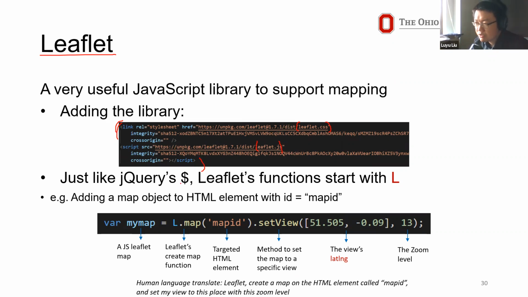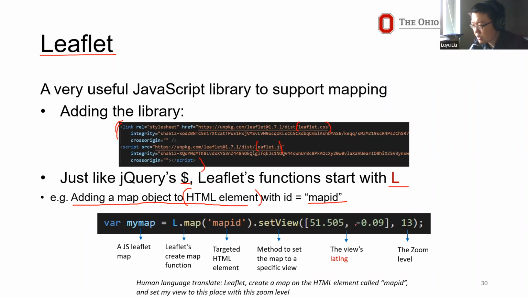And just like jQuery's $, Leaflet's functions start with L, right? Because it's Leaflet. So let's see an example here. For example, I add a map object to the HTML element with the ID equal to mapID. HTML is like the bones, right? It's like the foundation of a web map. First we want a container in the HTML file. Then in Leaflet, which is the JavaScript environment, we want to add a map element to this HTML element, which is a container, to produce a map. That is what I'm going to do.